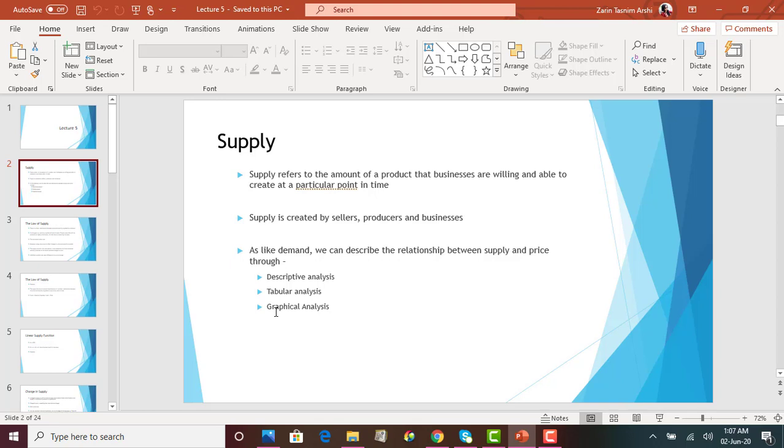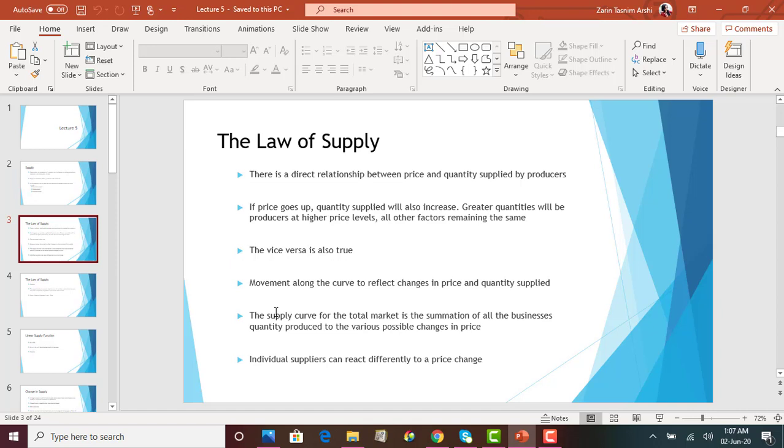Now, before we look into each of these, we first have to look at the law of supply. Remember, for demand, we also had a law of demand which stated that price and quantity demanded are inversely related or negatively related. Well, in the case of the law of supply, the price and the quantity supplied are positively related or directly related. What that means is, if the price goes up, supply of the good will go up, and if the price goes down, supply of the good will go down. Well, that makes sense logically, right?